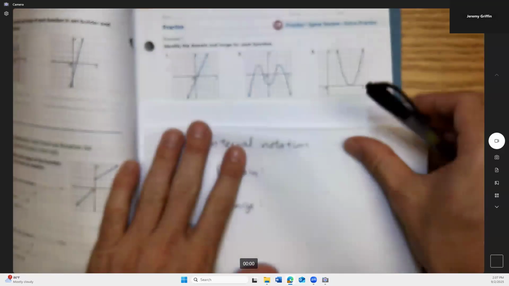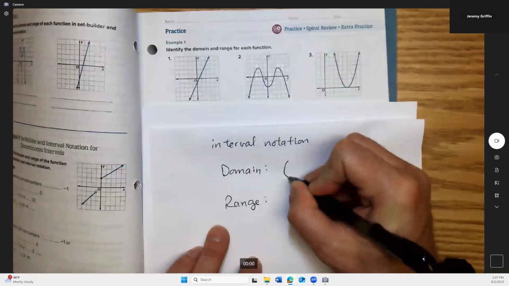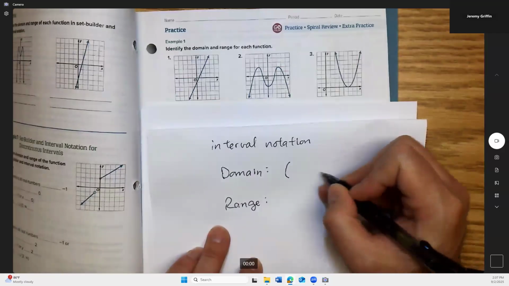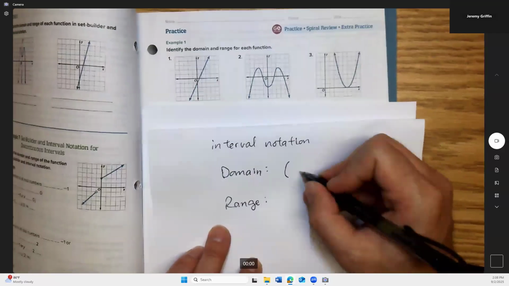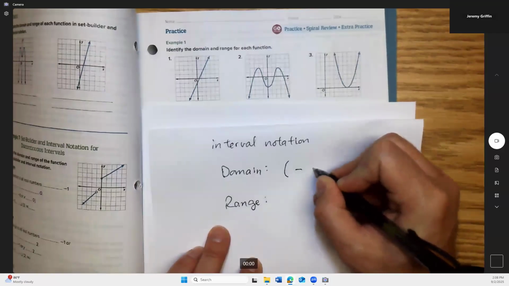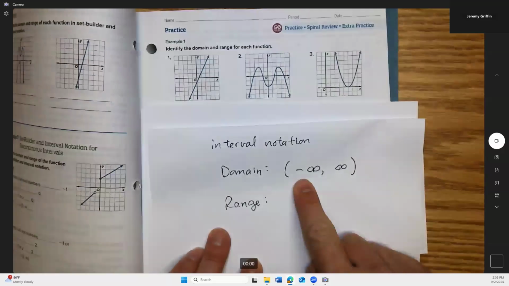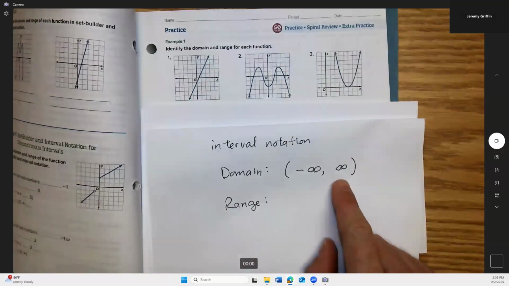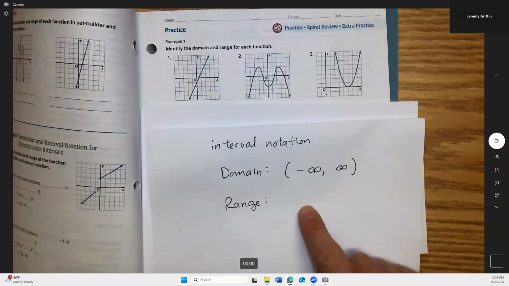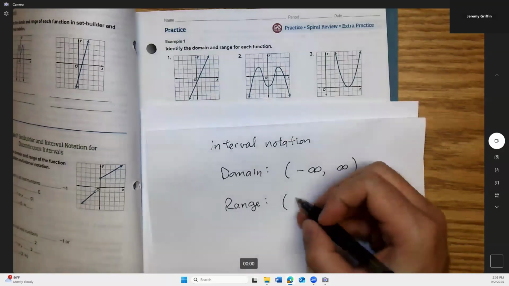So domain, open parenthesis, and then write what right here? Yeah, negative infinity to infinity. Okay, because how far left can you go? All the way left. How far right can you go? All the way right. What about range? Yeah. Okay, there you go.